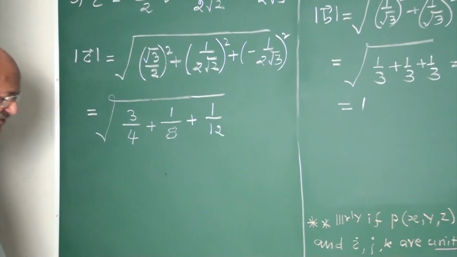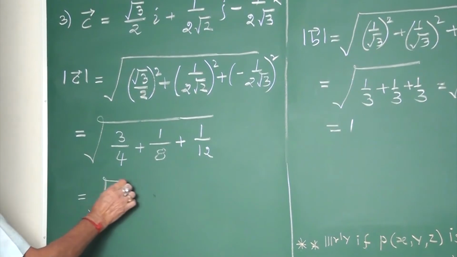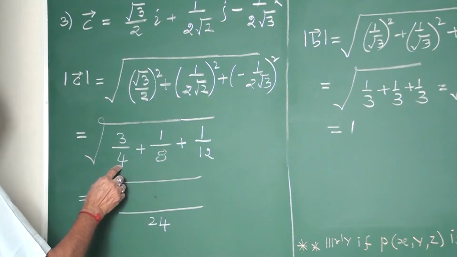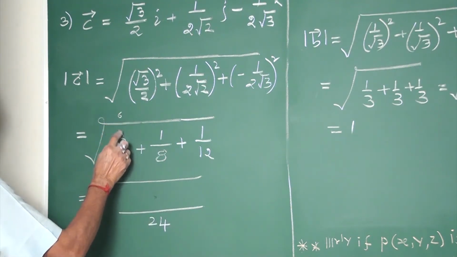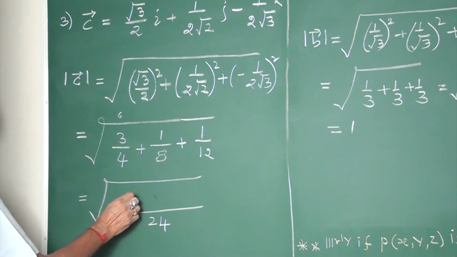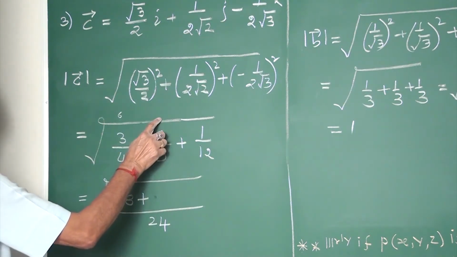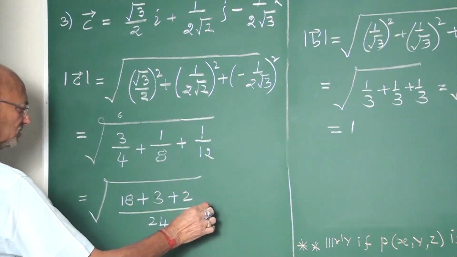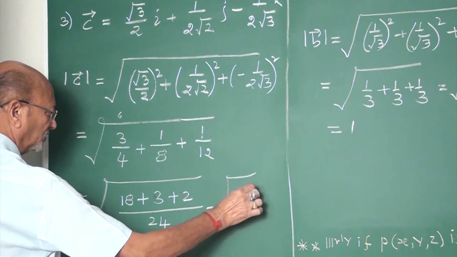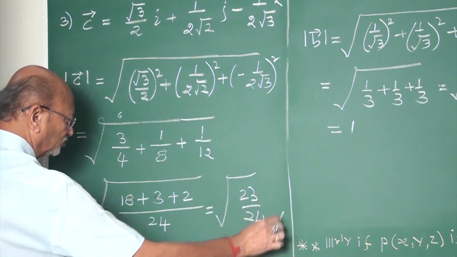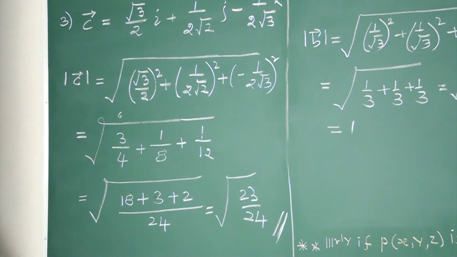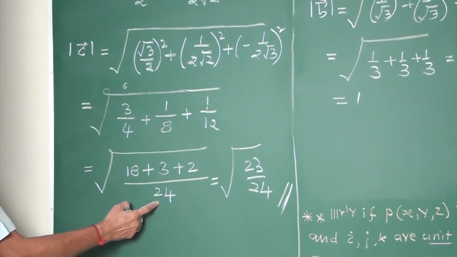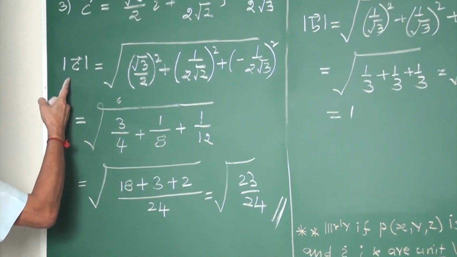Tell me, my friends, what is the LCM? It is the square root of, LCM is 24. 4 into 6 is 24, 3 into 6 is 18. Plus 3 into 1 is 3. Plus 2 into 1 is 2. My friends, this is the square root of 23 upon 24 units. 18 plus 2, 20 plus 3 is 23 upon 24. This is the magnitude of this vector.